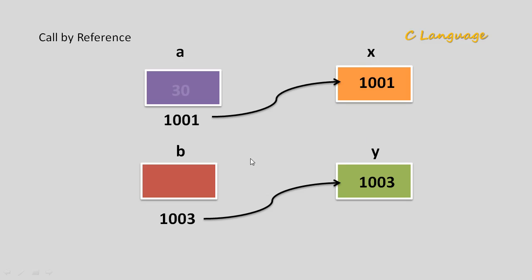The program is to swap the values. The value inside a is 30, and in b it is 50. So we have to swap it. Now a should have 50, and b should have 30. That we have to perform, but I'm going to perform this program by call by reference, and I'm going to pass the addresses to x and y. So on behalf of a and b, these two pointer variables x and y are going to work. Let us see how it's going to be achieved.